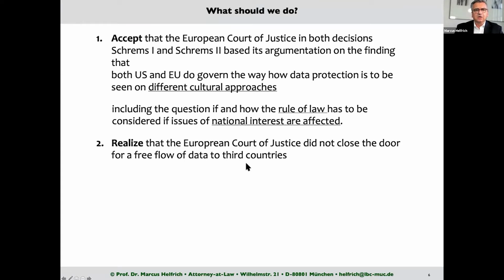Second, we have to realize that the European Court of Justice did not close the door for a free flow of information or free flow of data to third countries. It did set up some, let's say, additional requirements.